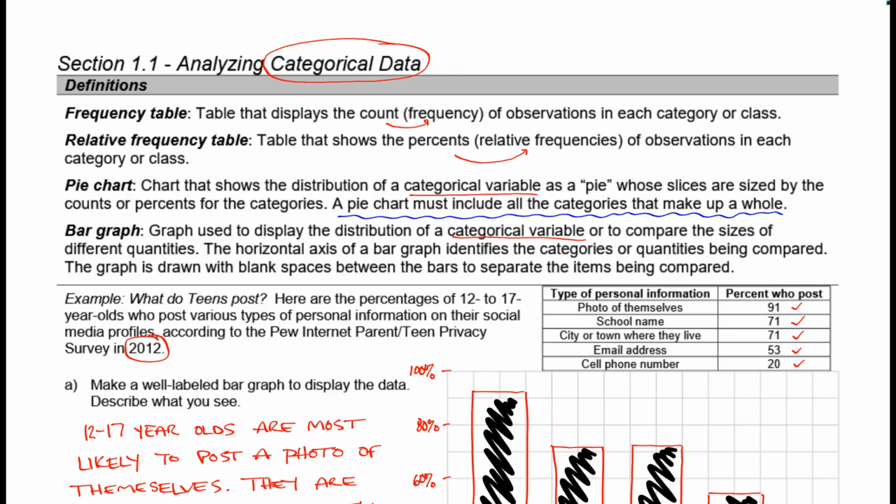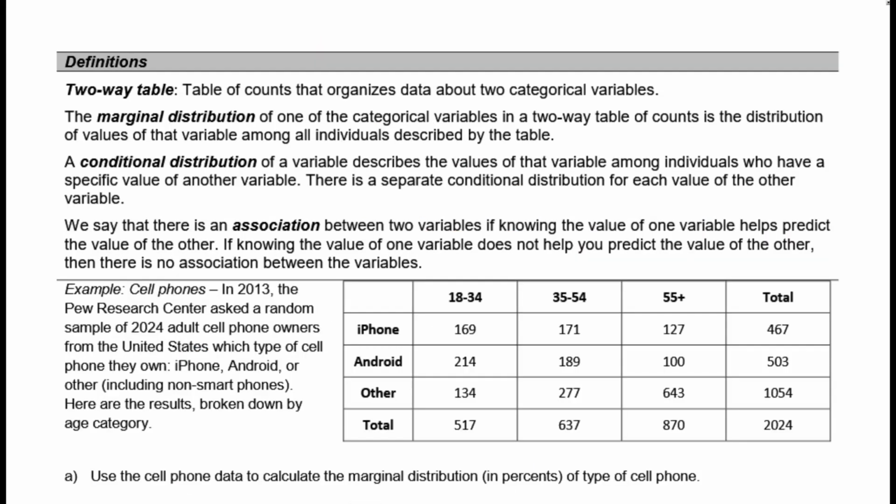All right, folks, let's move on to page 2 of our notes on analyzing categorical data, and we're going to start off with a couple definitions. A two-way table is a table of counts that organizes data about two categorical variables. So with a two-way table, we are analyzing two categorical variables.